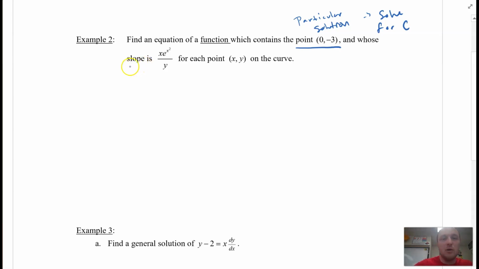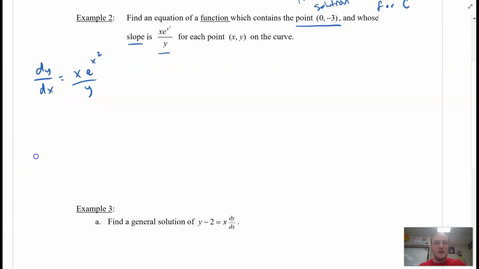Okay, so they say the slope is this. So slope, we know, is dy dx is equal to x times e to the power of x squared over y. All right, so I want to separate my variables, right? That is steps 2 and 3. So we're going to go ahead and I'll multiply each side by y, giving us y dy over dx is equal to x times e to the power of x squared.